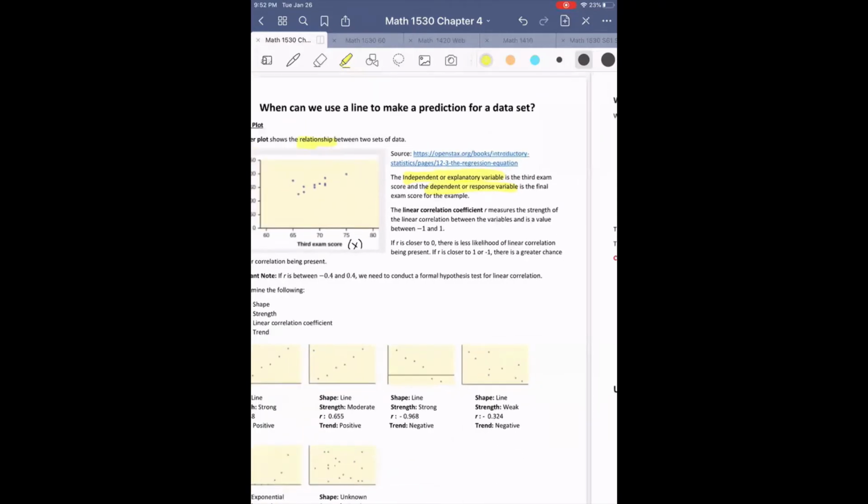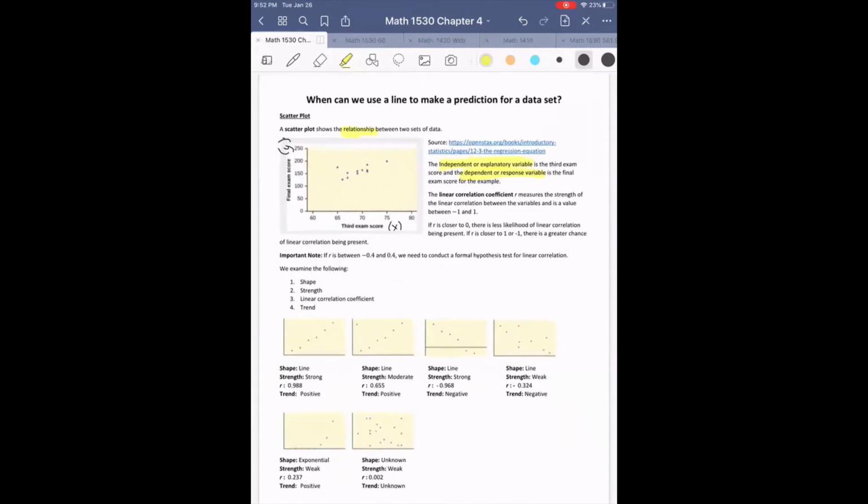Your scatter plot can help you determine your shape, strength, and trend. The shape is the pattern that you see in your data set. So, for example, if the data has a line pattern, then it has a line shape. Now, there's other shapes out there. It could have an exponential pattern, so it would have an exponential shape. It could have a parabolic pattern, so then it would have a parabolic or parabola shape to it.